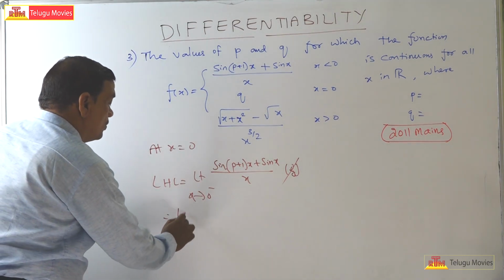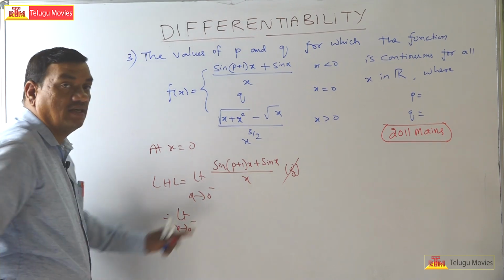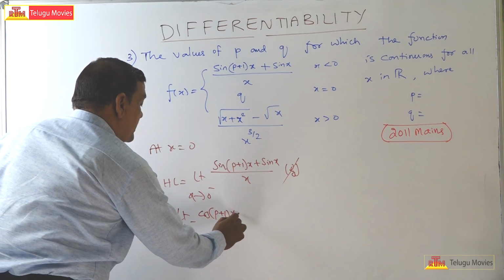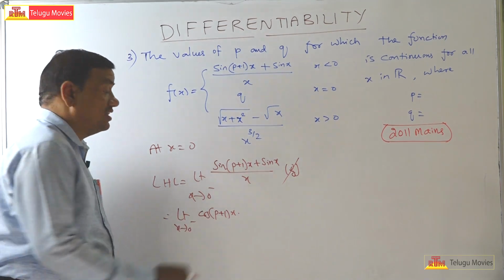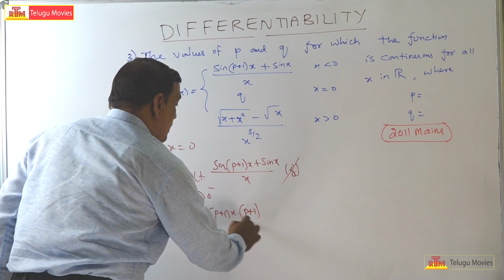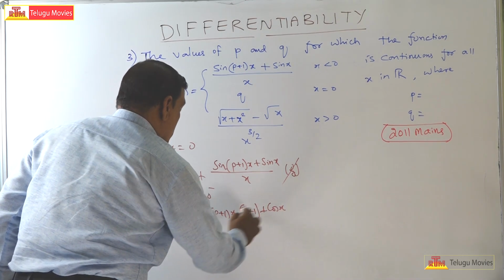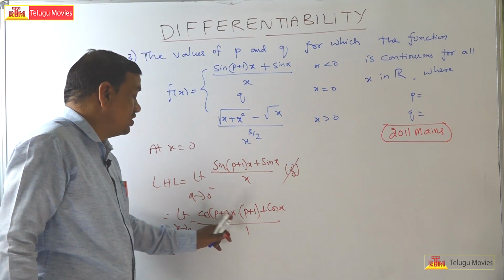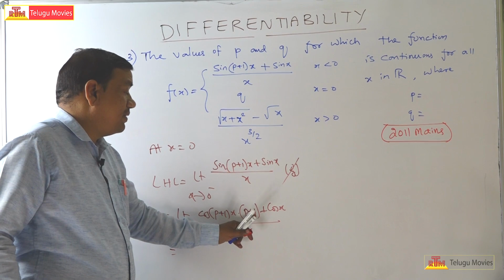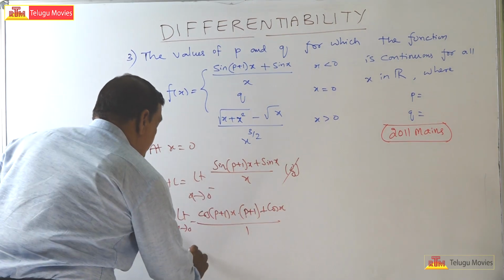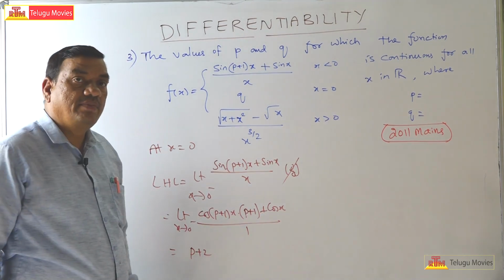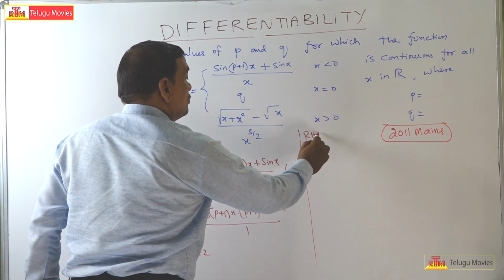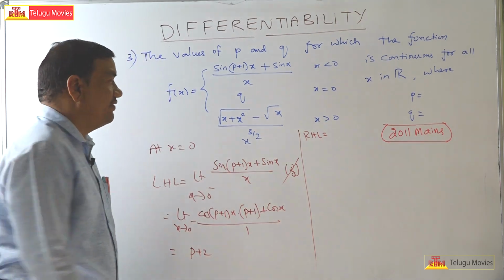So, this is equal to limit x tends to 0 minus, sin of (p plus 1)x derivative is cos of (p plus 1)x, again (p plus 1)x derivative is p plus 1, plus sin x derivative cos x, whole divided by 1. Now, substitute x is equal to 0. Cos 0 value is 1, so p plus 1, plus 1, p plus 2. So, the left hand side derivative is p plus 2.